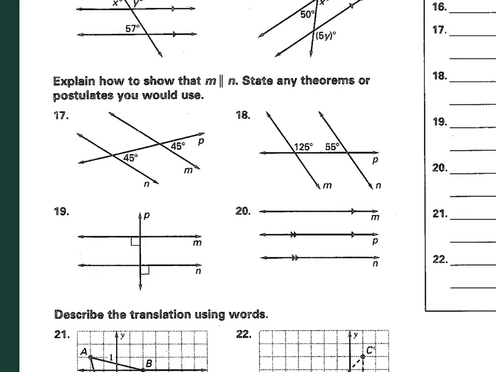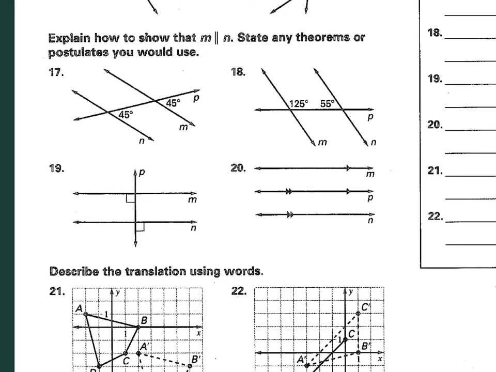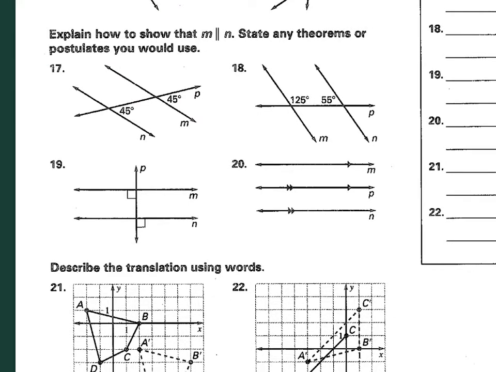Let's scroll down and let's look at 17, 18, 19, 20. The directions read, explain how to show that M and N are parallel. State any theorems or postulates you would use. Okay, guys, theorems, postulates, just tell me, are they corresponding angles, alternate interior, alternate exterior, same side interior, two lines are parallel to the same line, something like that. Those would be the ones I would use here.